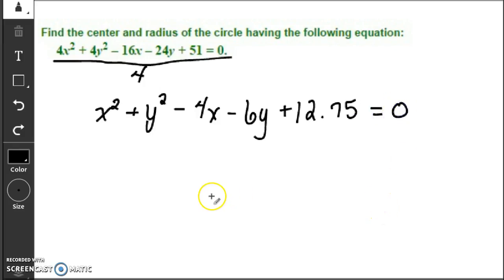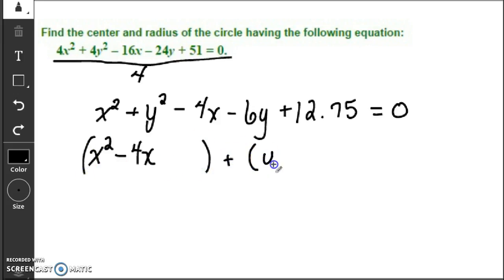Alright, and you remember one of the first steps was getting the constant to the other side and grouping our x's and y's together. So I'm going to kind of do that in the same step here. x squared minus 4x, that's my x's. My y's, I have y squared minus 6y. I'm going to leave my blank there. And I'm going to subtract 12.75 from both sides so that it is over on the right.